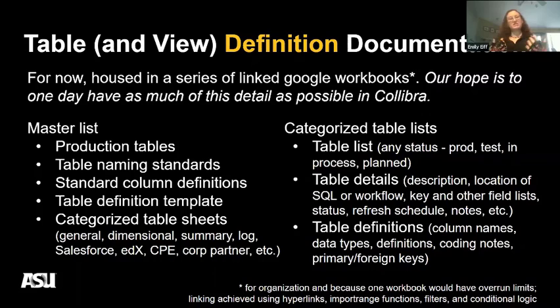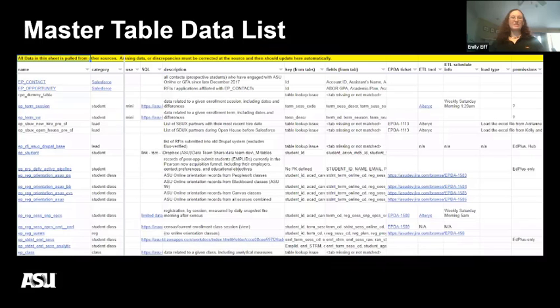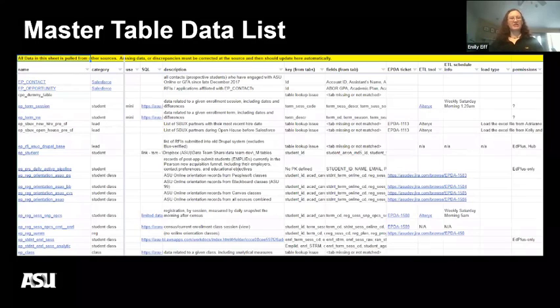So this is what our master production table list looks like. Interesting to note, this tab is entirely populated by pulling data from the related category workbooks, using filtering based on a status field to only pull in production objects. So this is pretty much self-maintained as long as somebody doesn't add something to the formula, which happens occasionally.